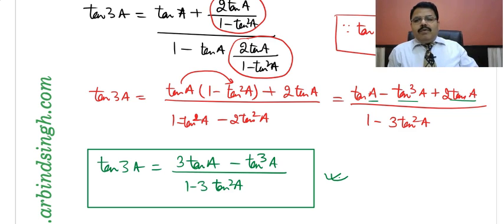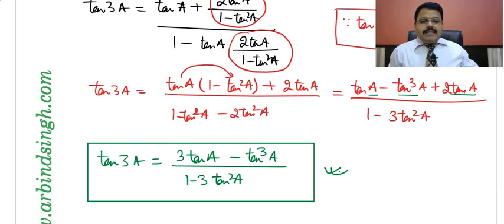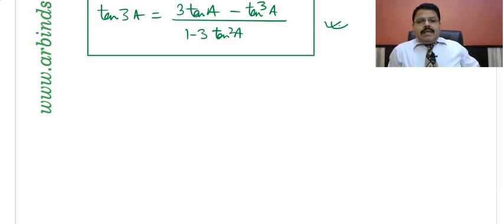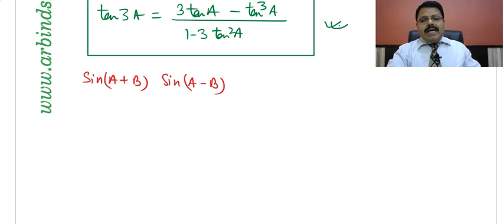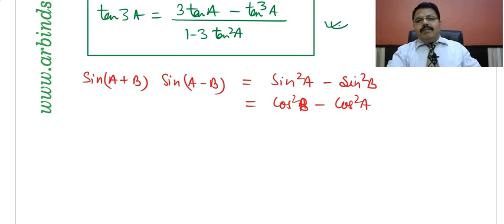Now let me discuss some more applications of this. Sin(A plus B) into sin(A minus B) can be written as sin square A minus sin square B, or even you can write cos square B minus cos square A. Both of them can be written. So this is one more formula, and let me discuss how it will be proved.